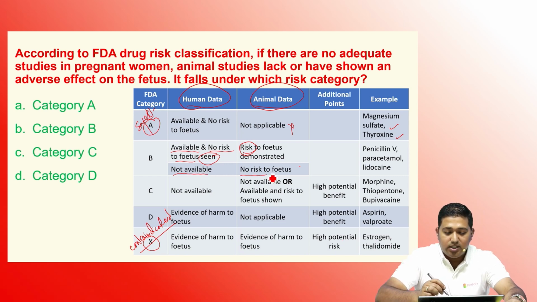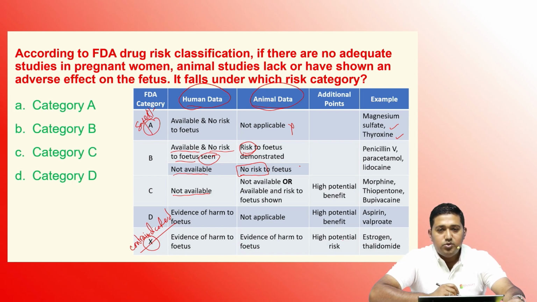Similarly, if you talk about the category C, here the human data is not available, and the animal data is either not available, or it is available and shows risk to the fetus. In both scenarios, it has been kept as category C, and the examples would be morphine, thiopentone and bupivacaine. But in this scenario, why do you want to use these drugs then? Because they have a high potential benefit.